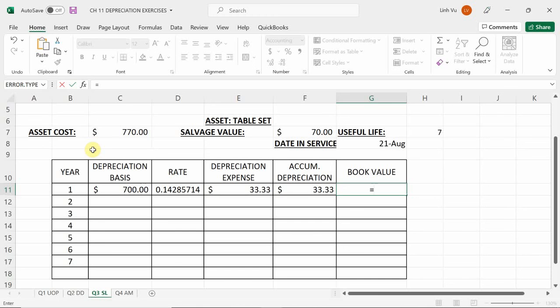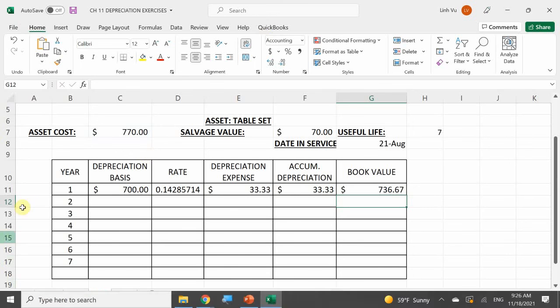67. How did you get that number? 736.67. Yes, you need to take the asset cost, which is 770, minus the $33 to get 736.67. So in this case, remember, never use a depreciation basis. It's always going to be asset cost. Okay?